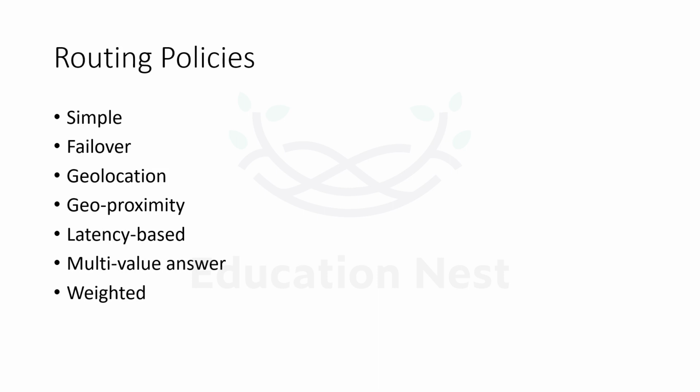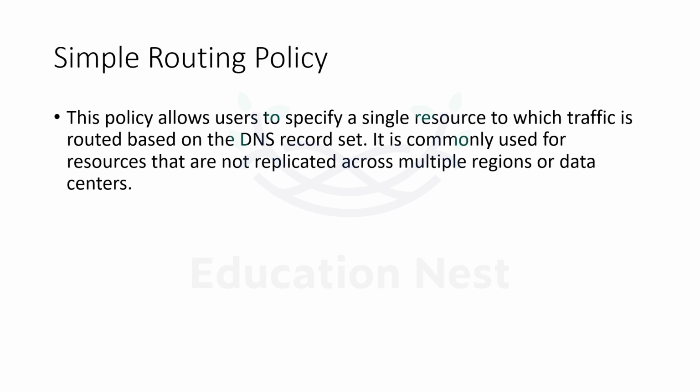So if we go and understand the simple routing policy, then this lets you configure standard DNS record with no special Route 53 routing. So you will typically route your traffic to a single record, for example, to a web server of your website. So it is commonly used for the resources that are not replicated across regions or data centers. It is just used for single resource.